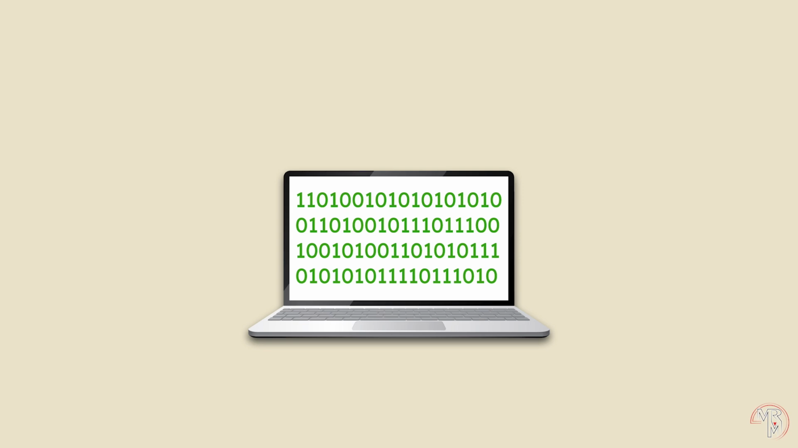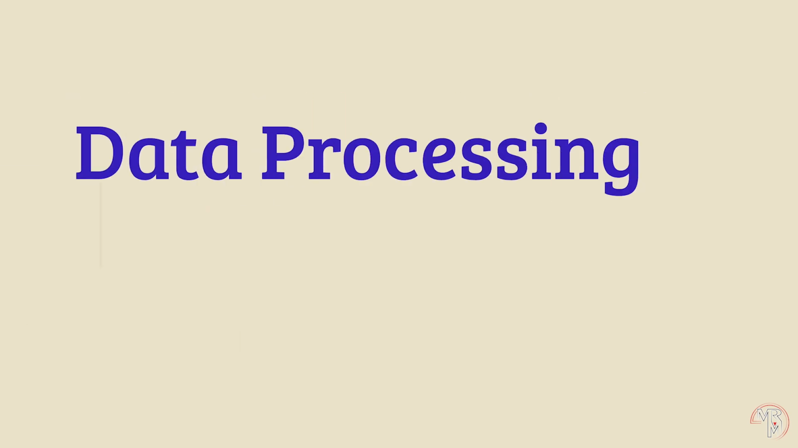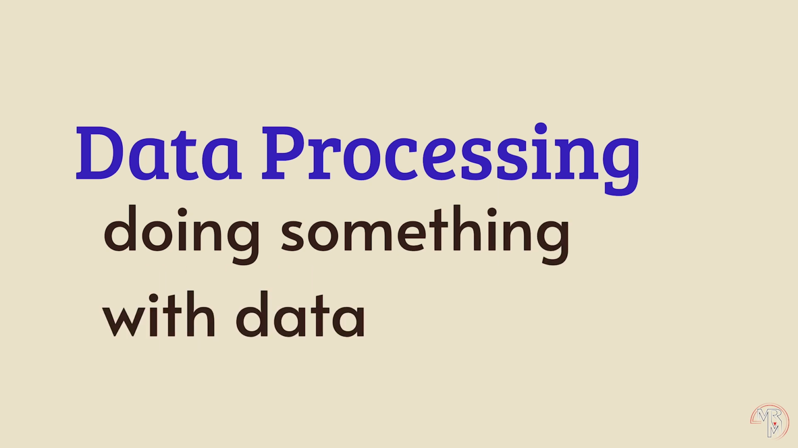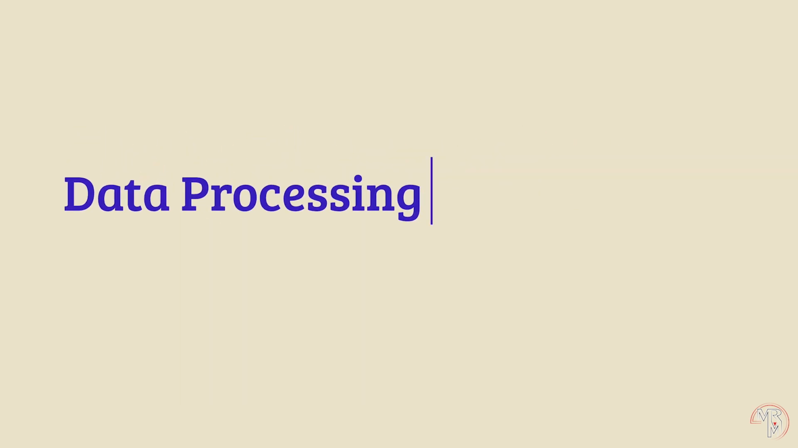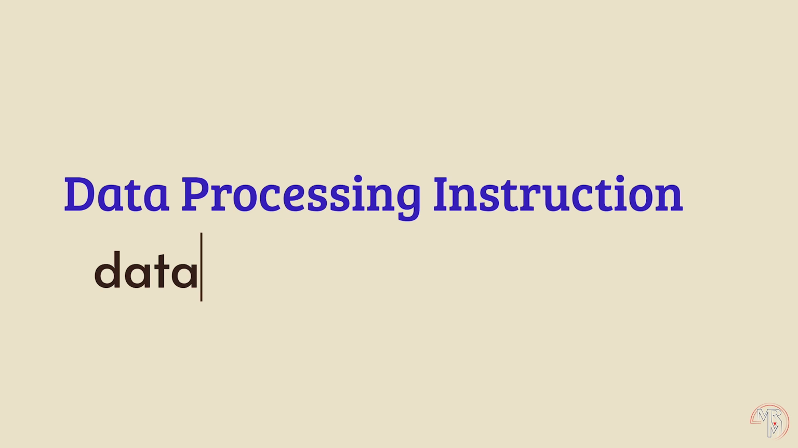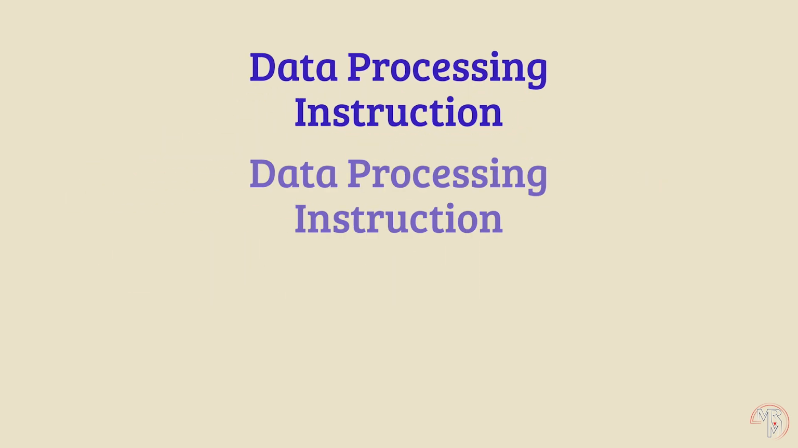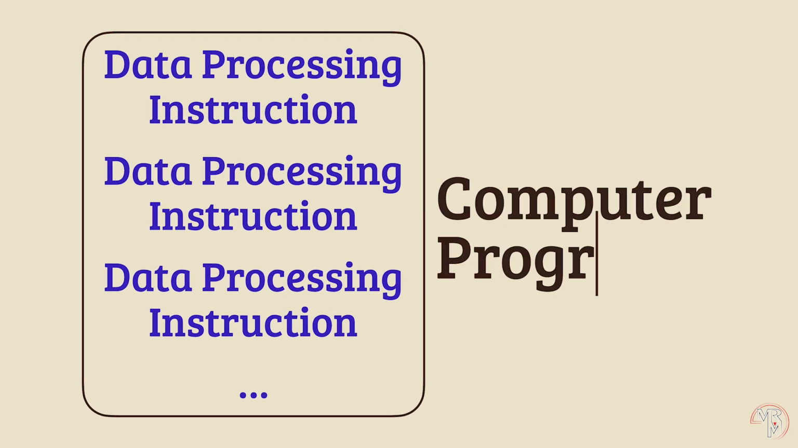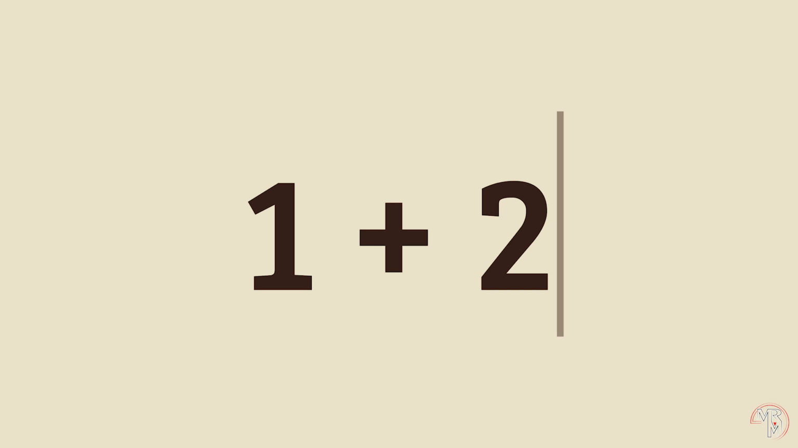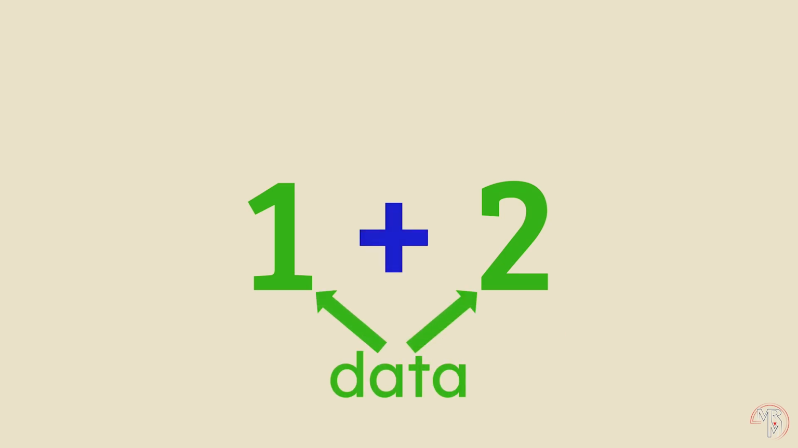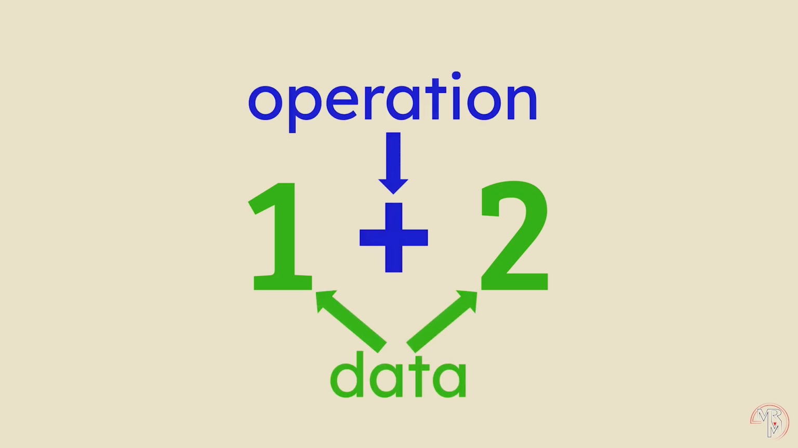Alright, now that we have a general idea as to what binary data is, let's talk about processing. Simply put, processing data means doing something with data. To make a computer do something with data, we need to give it an instruction that specifies the data that needs to be processed and the operation that has to be applied to the data. A set of data processing instructions is basically a computer program. And programming essentially boils down to creating a set of data processing instructions for the computer. An example of a data processing instruction would be 1 plus 2, where 1 and 2 are data, and addition is the operation.